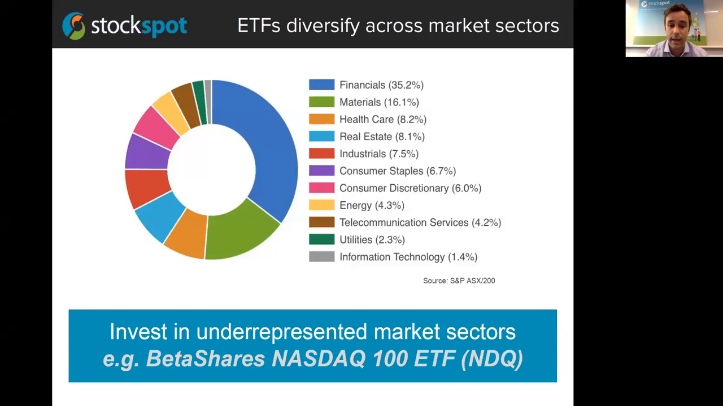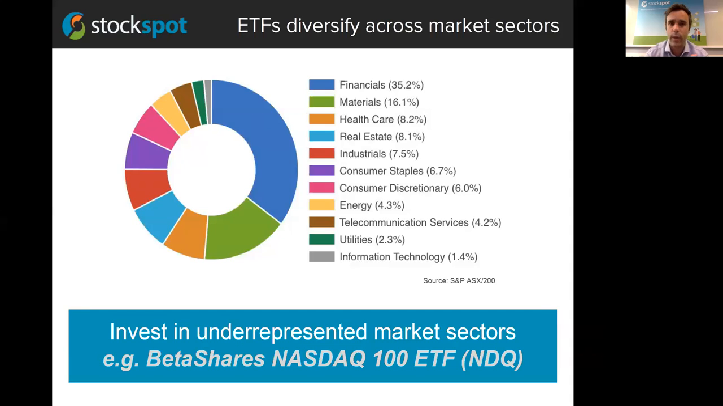So the example I give here, and there are actually quite a few technology-focused ETFs, is a Betashares ETF, the NASDAQ 100 ETF. It invests in the largest 100 companies on the NASDAQ exchange, which is generally a technology-focused exchange in the US. And this ETF allows you to focus and invest in technology stocks.